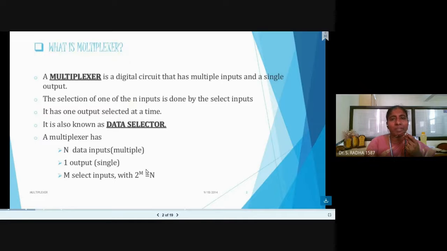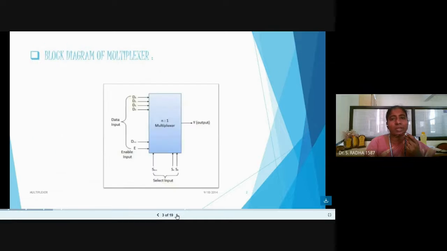For example, I am giving 4 input lines, 2 power 2 is 4, so I have to use 2 selection lines. If I am giving 16 input lines, 2 power 4 is 16, so 4 selection lines I have to use. And definitely in multiplexer, only one output is possible, irrespective of any number of inputs and selection lines. Okay. So this is the diagram for multiplexer, many to one.